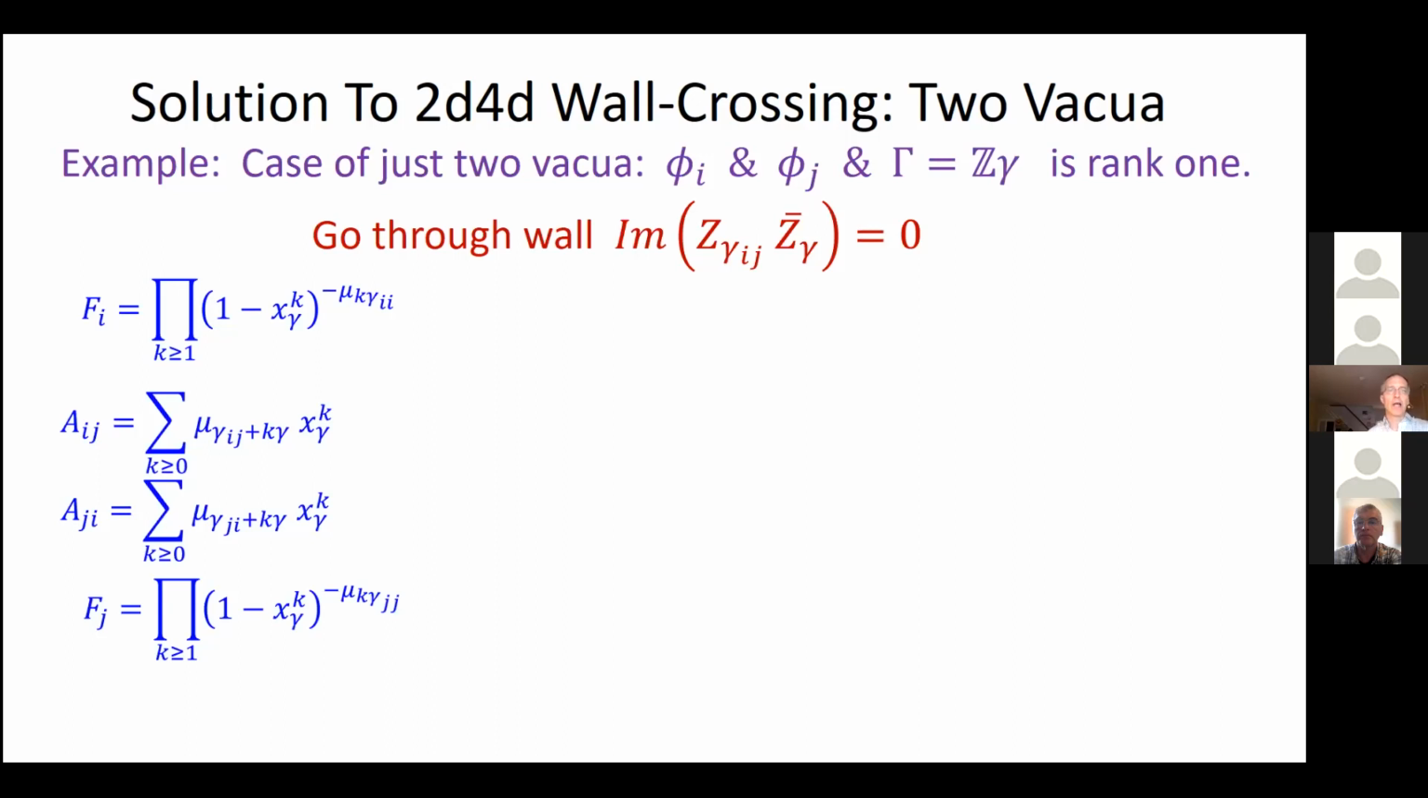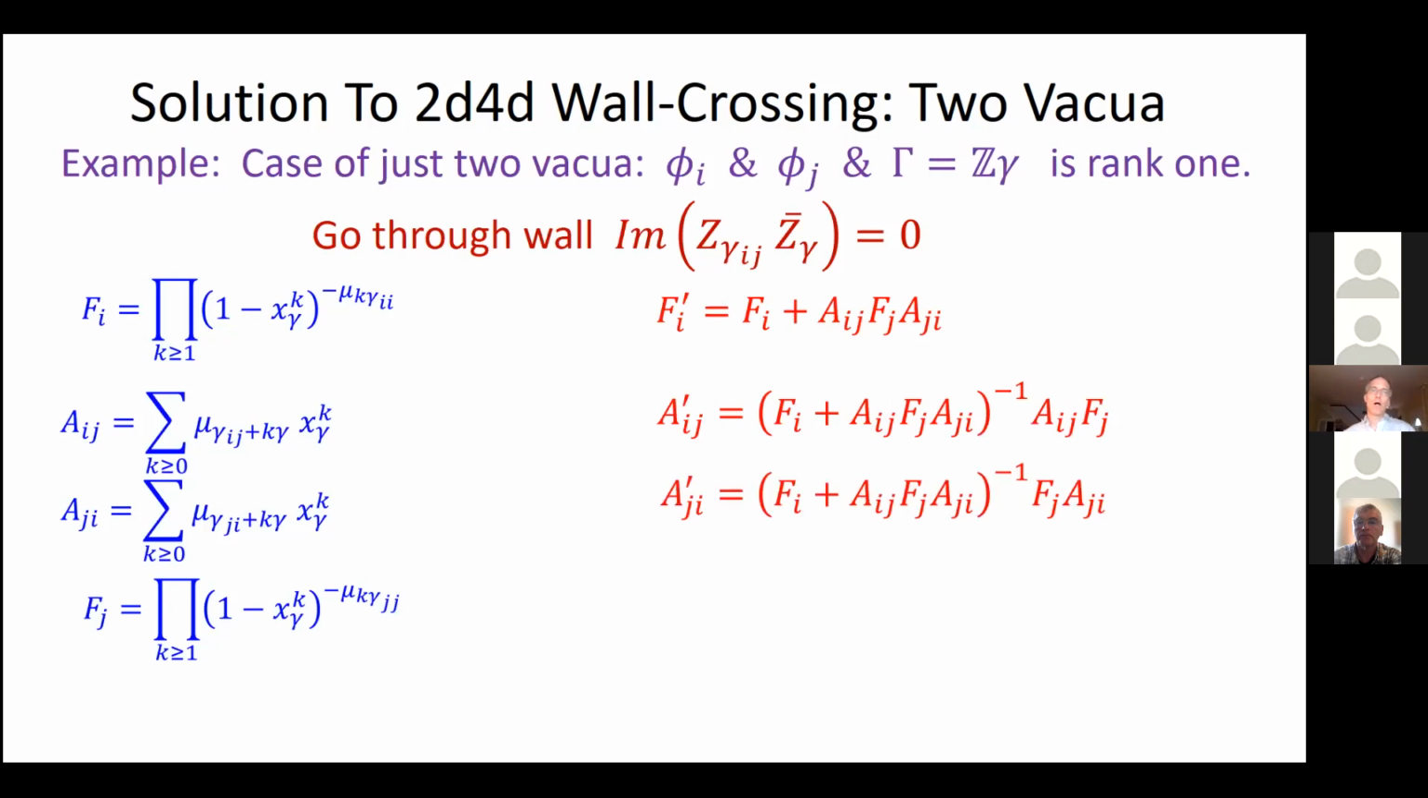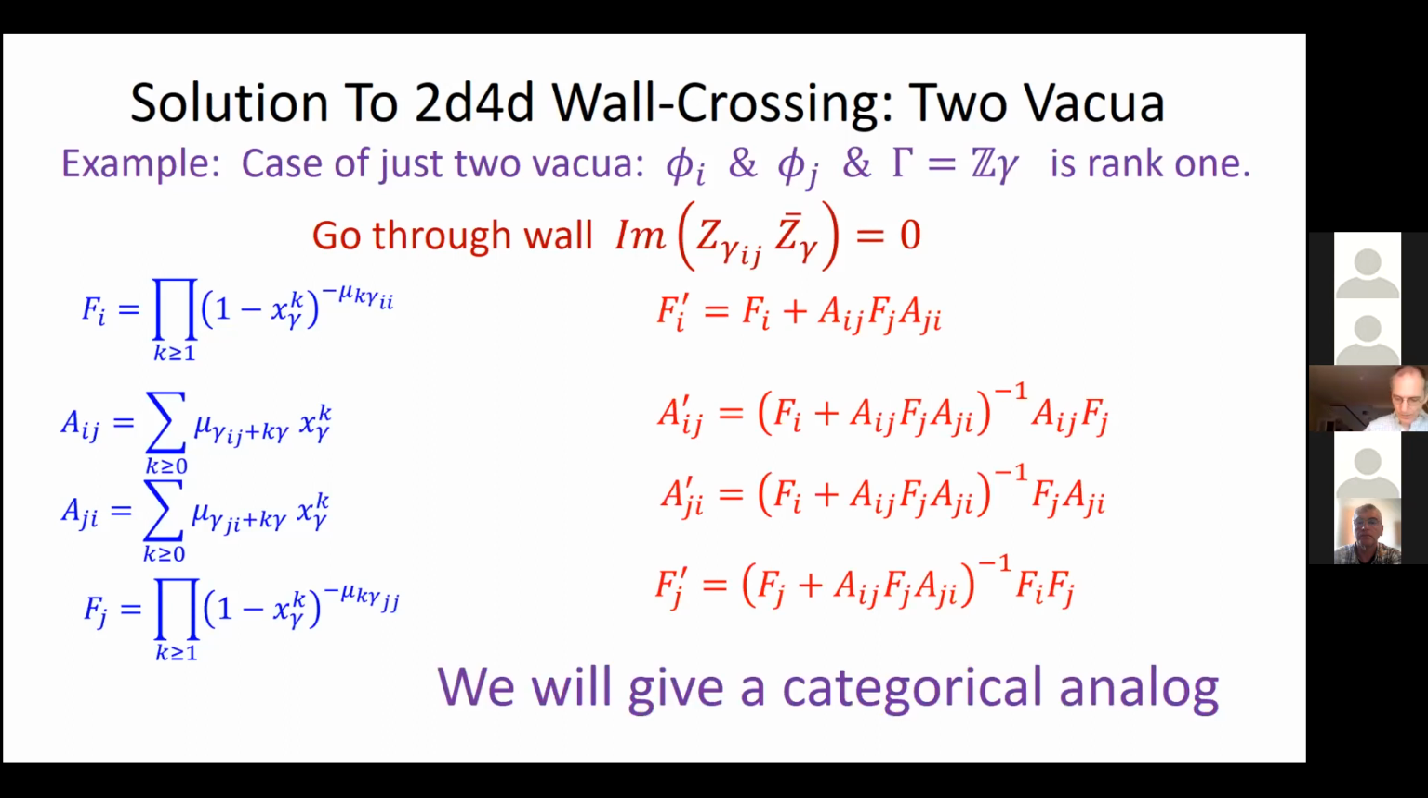And when i is not equal to j, we have a generating function involving the BPS indices of all the i not equal to j type solitons. So of course, as we cross the wall, we have similar generating functions. And the general solution of the wall crossing formula is given by this formula here. So you see explicitly that you can calculate the BPS indices on the prime side of the wall given the indices on the other side of the wall in terms of these generating functions. So at the end of the talk, if there's time, we'll give a categorical analog of this formula. I realize I'm going awfully slowly.